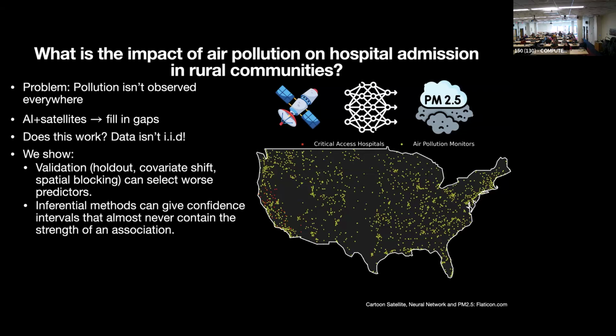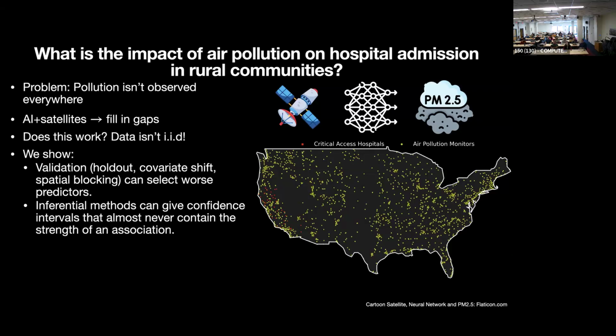We also show, and I'm not going to talk about this in a ton of detail in this talk, but I want to touch on, that if you're interested in inferring associations, for example, the main overarching question we're asking, how is air pollution related to hospitalization rates. So we have two variables, both of which have a spatial component, and we might want to make inferences about the association between them. Then commonly used methods for constructing confidence intervals for this association can lead to confidence intervals that almost never contain the actual strength of the association when we have this non-IID sample.